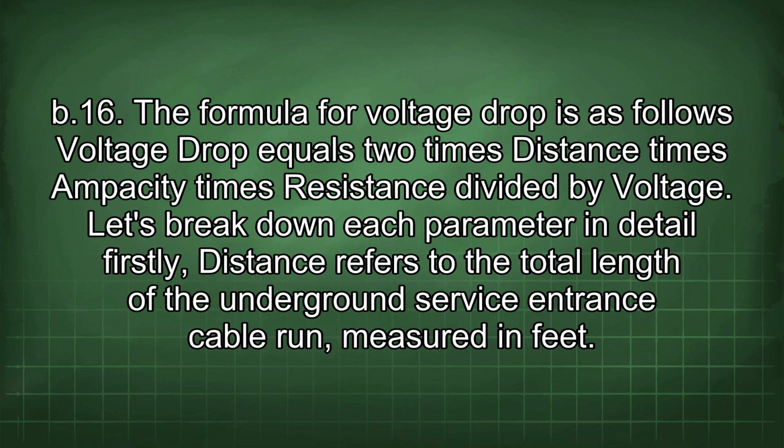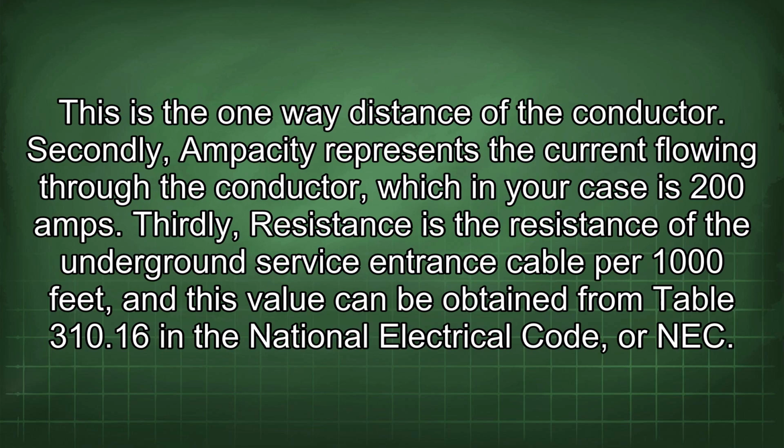(B)(16). The formula for voltage drop is as follows: voltage drop equals 2 times distance times ampacity times resistance divided by voltage. Let's break down each parameter in detail. Firstly, distance refers to the total length of the underground service entrance cable run, measured in feet. This is the one-way distance of the conductor. Secondly, ampacity represents the current flowing through the conductor, which in your case is 200 amps.